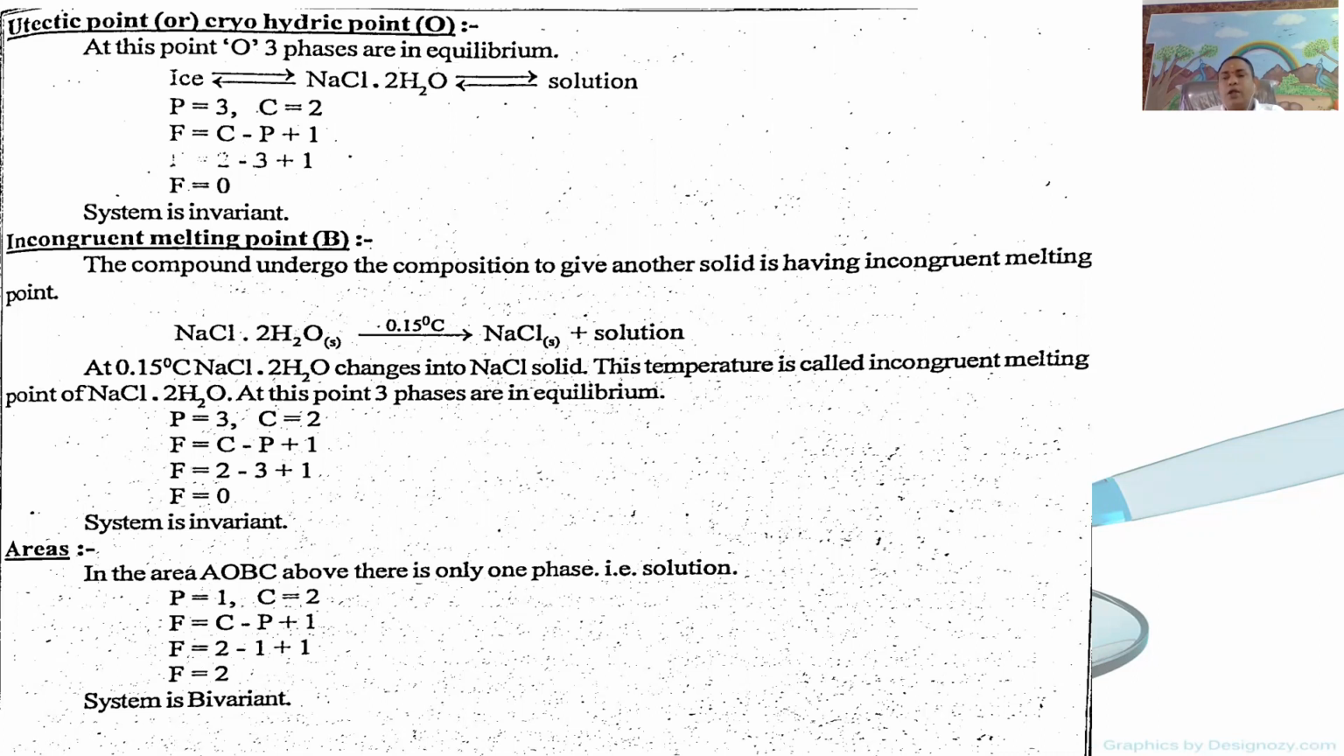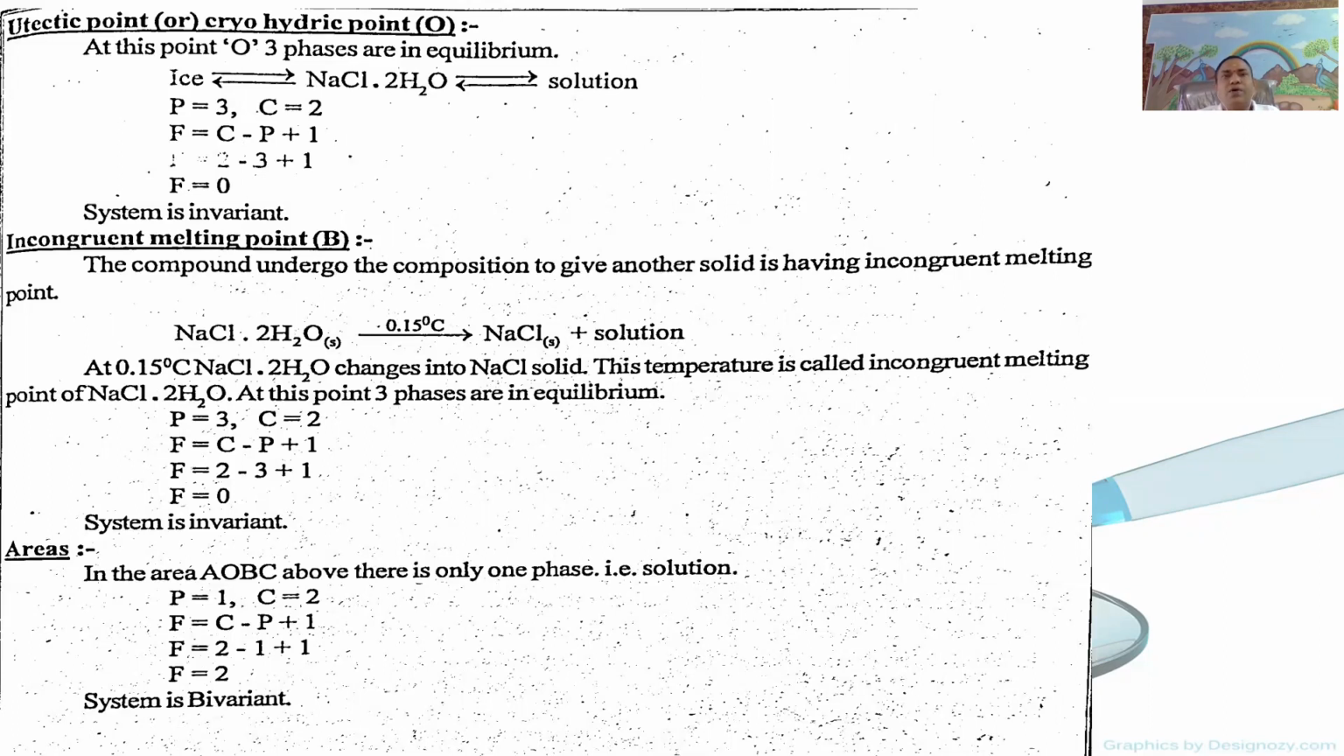Here, cryohydric point means the point at which the three phases of the salt water system exist in equilibrium; it is called the eutectic point or cryohydric point. At this point, the three phases are in equilibrium: solid water is in equilibrium with the liquid salt water, which is in equilibrium with the solid salt.